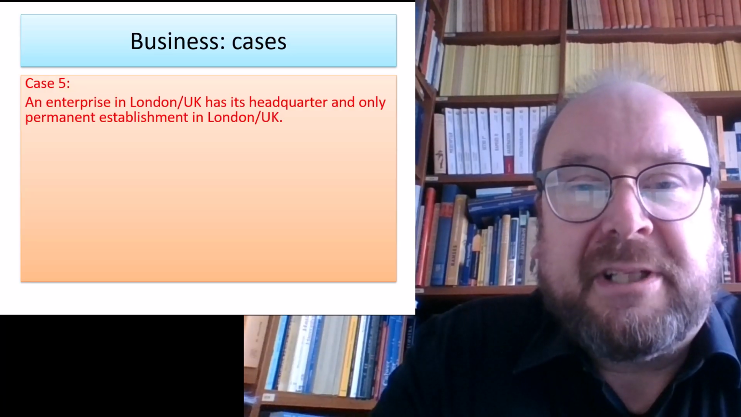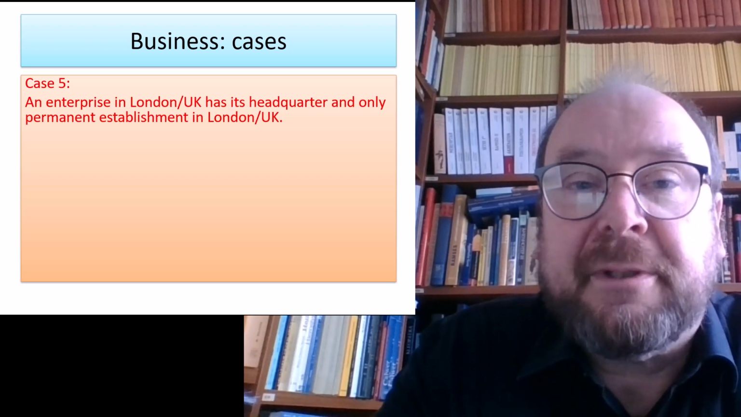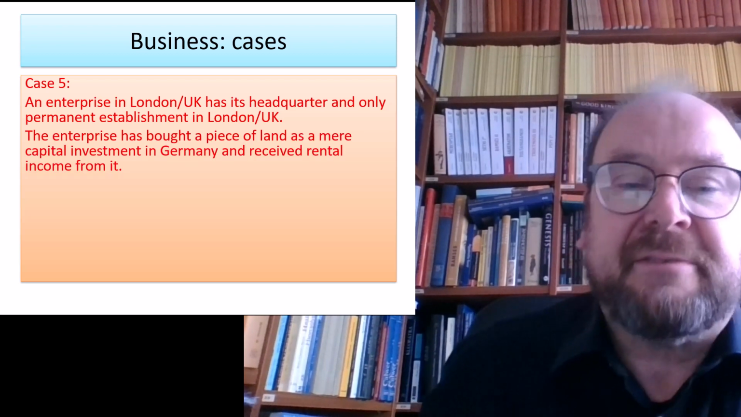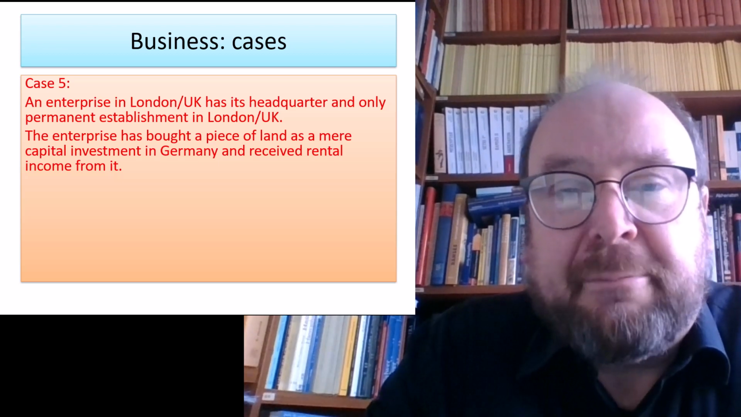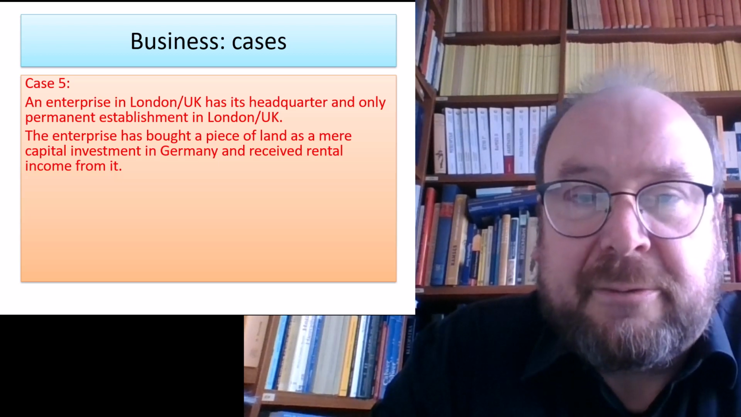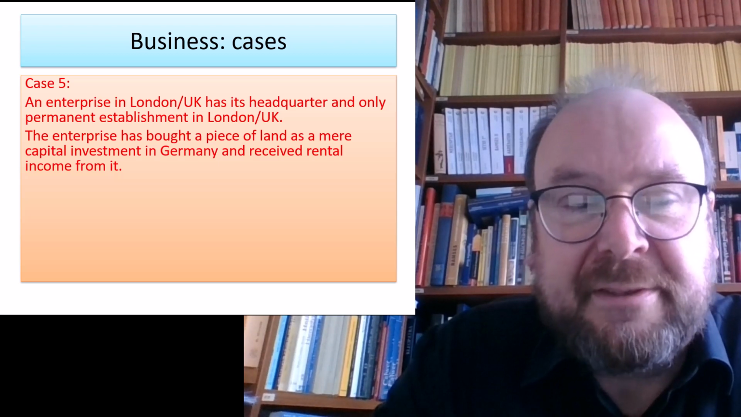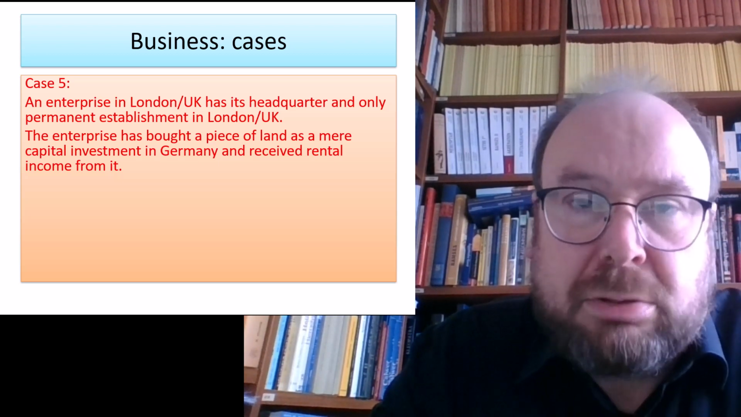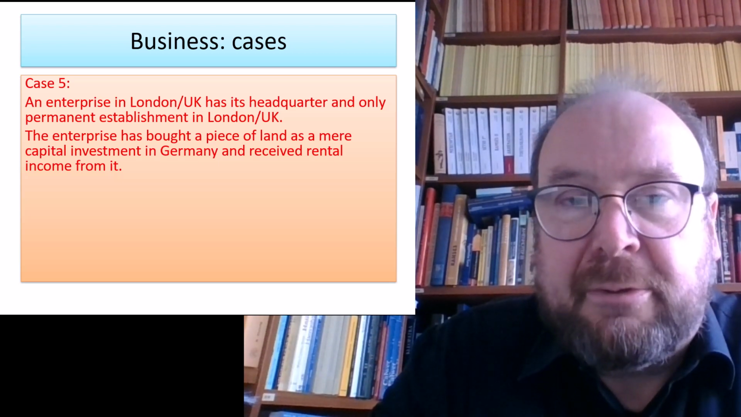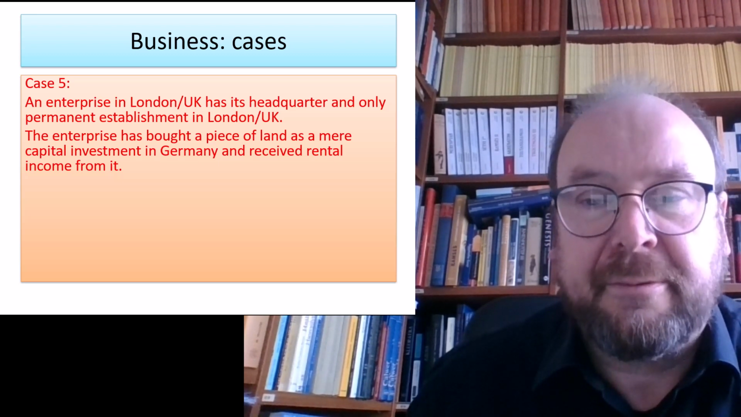Okay, so another case. It's number 5 now. An enterprise in London, UK has its headquarters and only permanent establishment in London. Now this enterprise wants to invest some capital, and they buy a piece of land as a mere capital investment in Germany, and they don't run a shop or something like that there themselves, but they just rent it out to tenants. So perhaps to another factory, or it might be private people who live in that building or use that piece of land as a parking lot, I don't know.